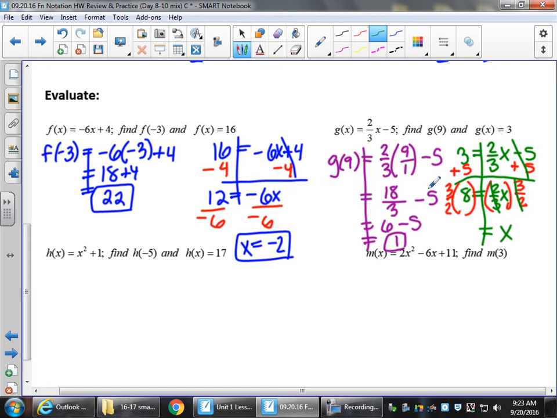Yep. What is 3 times 8? And then 2 times 1, right? There's an invisible 1. 2. So what's my final answer? X equals 12, and I'm done.